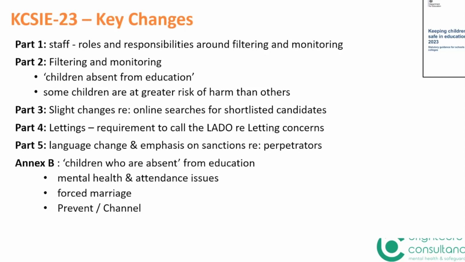And then Annex B, the key topics at the back that everybody reads. We've got that children absent from education phrase again. We've got increased references to the links between mental health and attendance issues. We've got references to the change in marriage legislation that's impacted on the forced marriage requirements and resources. And then we've got some language changes around prevent and the channel process. And then Annex C, your job description at the back, we've got changes around your responsibility to lead filtering and monitoring. So there are not as many changes as in previous years, but these are crucial things that you just want to make sure you've got covered in your setting.